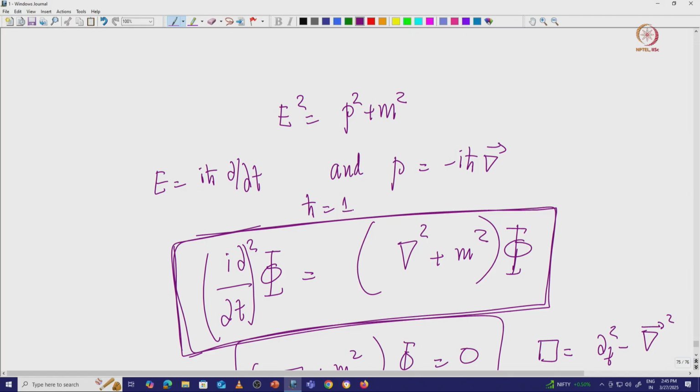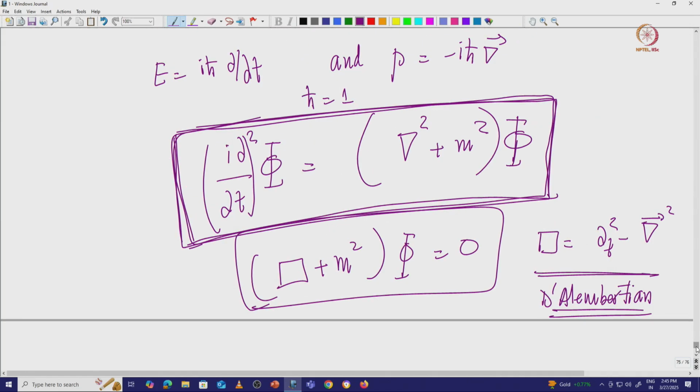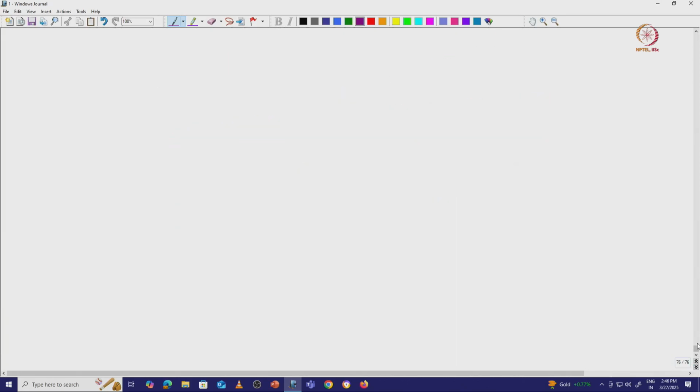we end up having the first relativistic quantum mechanical wave equation, which is quadratic in time and quadratic in space derivatives, with an equal number of time derivatives and space derivatives, unlike the Schrodinger equation. This is the so-called Klein-Gordon equation, which you can re-express as box plus m square phi is equal to 0, where box is equal to del square t minus del square h. So this is our first relativistic wave equation, and now let us see its properties.